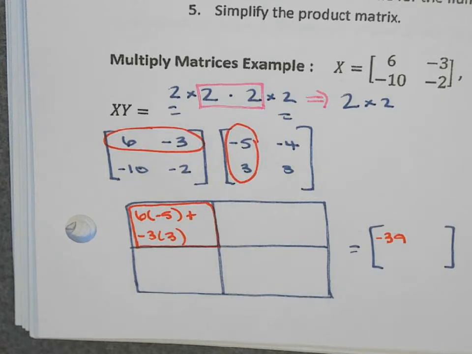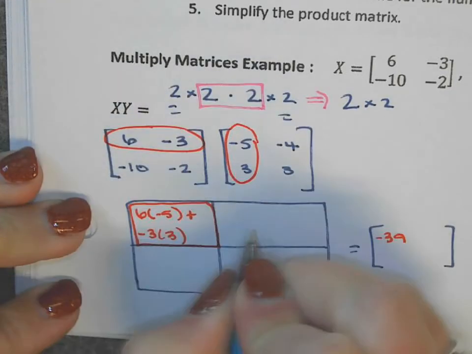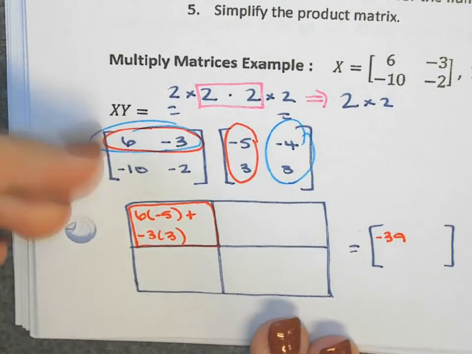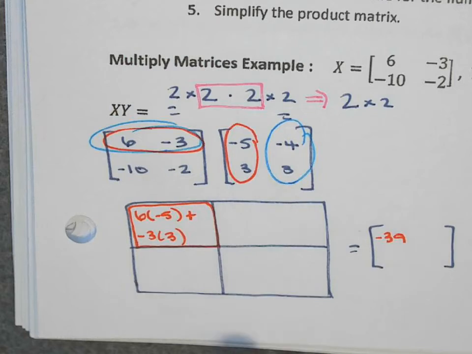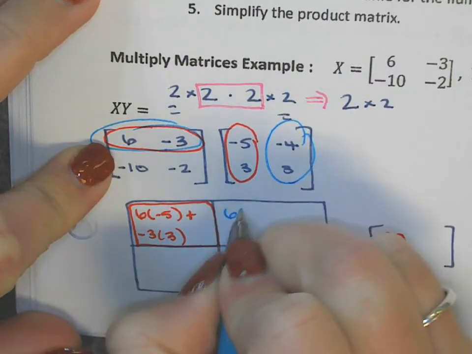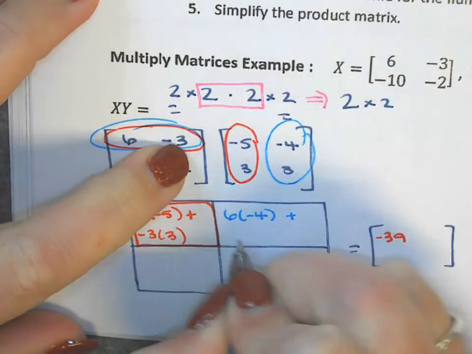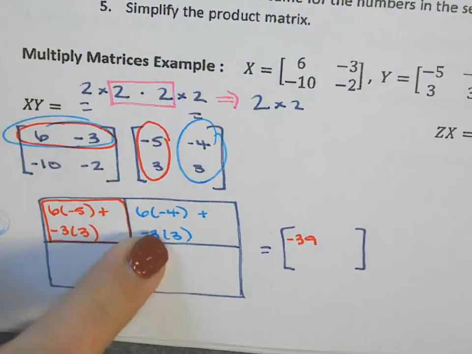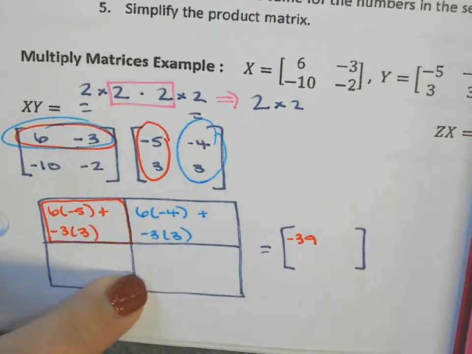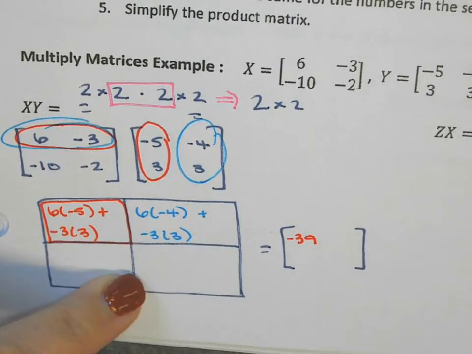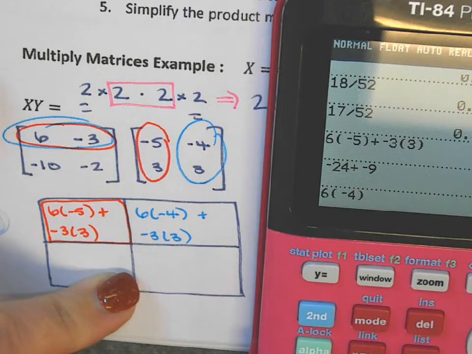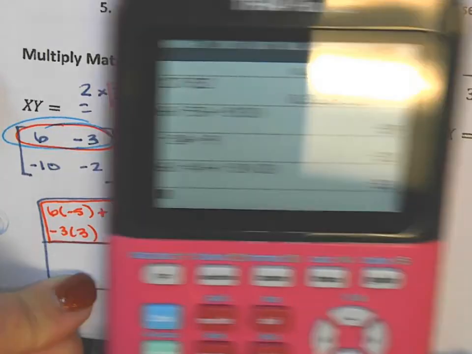Again, this is just going to get you in the habit. Now we're using the first row, but the second column. You're always going to use the rows from the first and the columns from the second. So 6 and negative 4 are partners, plus negative 3 and 3 are partners. Add those up. We have negative 24 and negative 9, which is negative 33. Also, if you didn't want to do that, you could type in the whole thing. Negative 33.